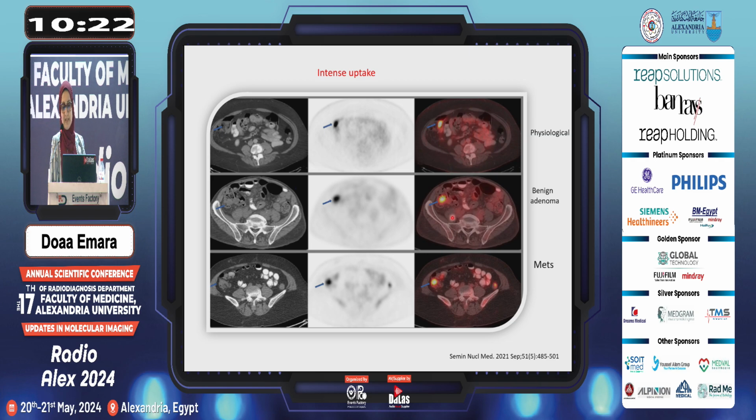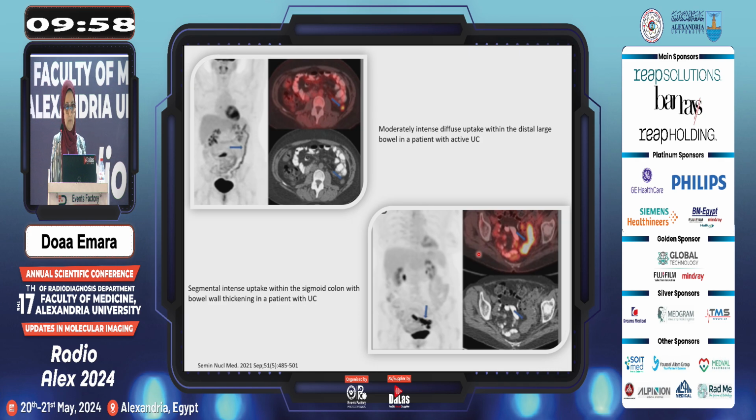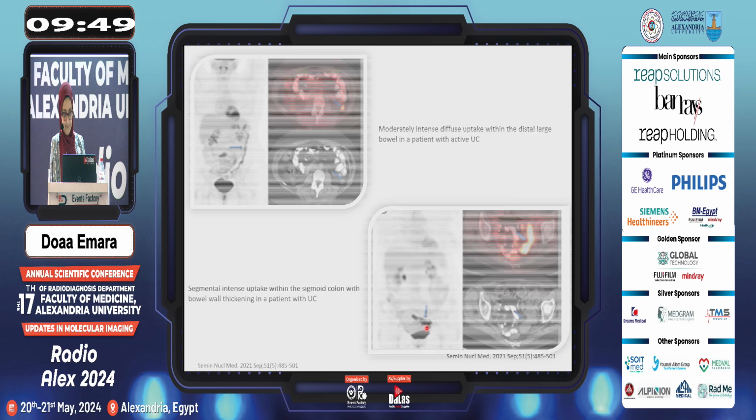Three different patients with intense uptake at the level of the ileocecal junction. The first one is physiological uptake, the second is benign adenoma, and the third one was diagnosed as a metastatic lesion. Physiological uptake through the bowel loops in a patient on metformin, and don't forget artifact from positive contrast in bowel loops. Another patient with diffuse uptake through the bowel in a case of ulcerative colitis, and segmental here in the sigmoid colon.